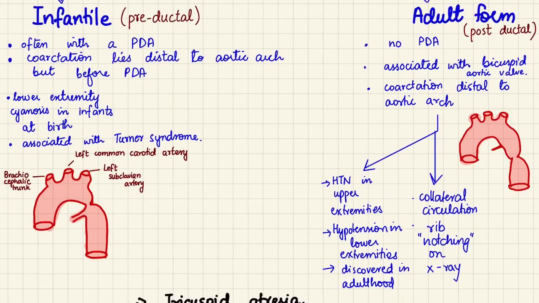Now, if you see this diagram, we can see that this is the aortic arch, the brachiocephalic trunk, the right one, and the left common carotid and the left subclavian have already arisen from the arch of the aorta, and then we have the constriction. So the head and the upper limb region will not be affected by this disease, but the lower extremities will suffer the most, and it is usually associated with lower extremity cyanosis in infants at birth. It is usually associated with Turner syndrome.